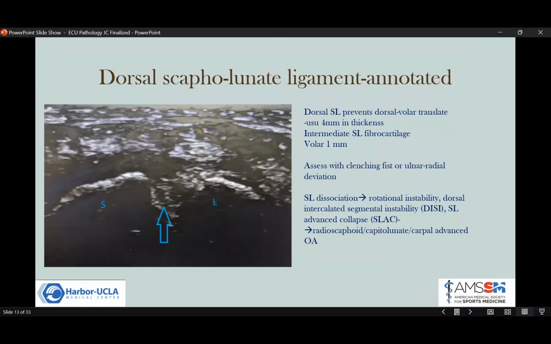What can happen if you have a scapholunate dissociation is that you have wrist rotational instability, possible development of dorsal intercalated segmental instability or DISI, and eventually a SLAC wrist where you can have advanced osteoarthritis of the radioscaphoid joint, capitolunate joint, and just all the carpal bones in general.